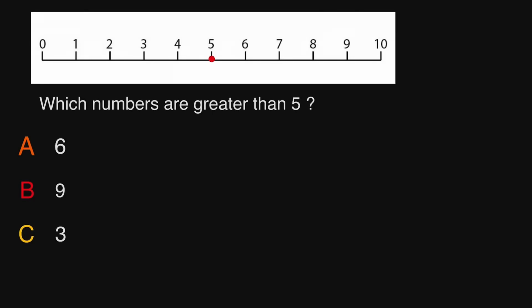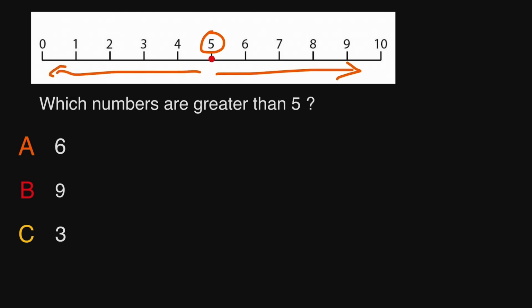So we have a number line here, and the question is, which numbers are greater than 5? Okay, so 5 is right here on the number line. So we want to know which numbers are greater than 5. That means to the right of 5. So this way are the numbers greater than 5.